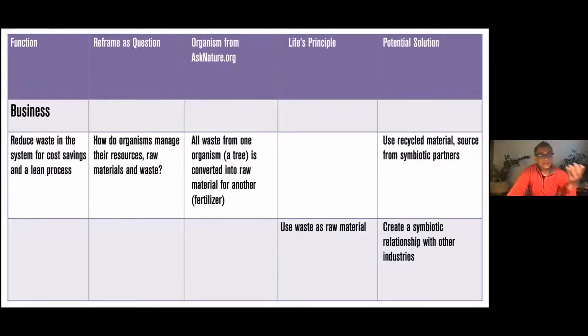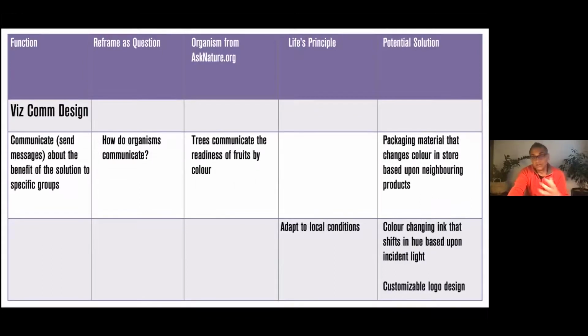As a business person, you're coming up with a business plan. You want to reduce waste in the system to create cost savings. You want a lean manufacturing process. How do you reduce waste? So you ask the question, how do organisms manage their resources, raw materials and waste? All waste from one organism, for example, a tree sheds leaves every season, is converted into raw material for another. It becomes fertilizer. In a sense, it becomes life-giving for the next organism. So that's one example of a lean process.